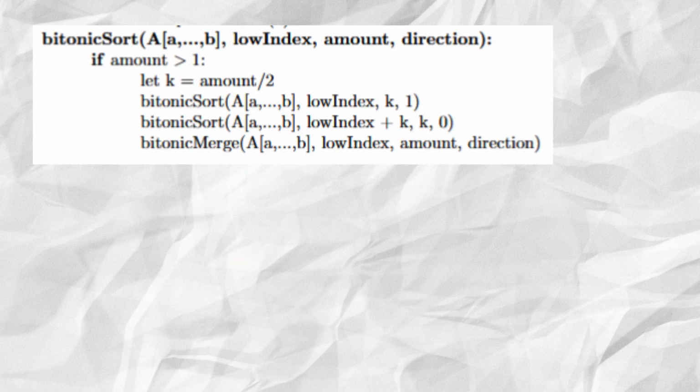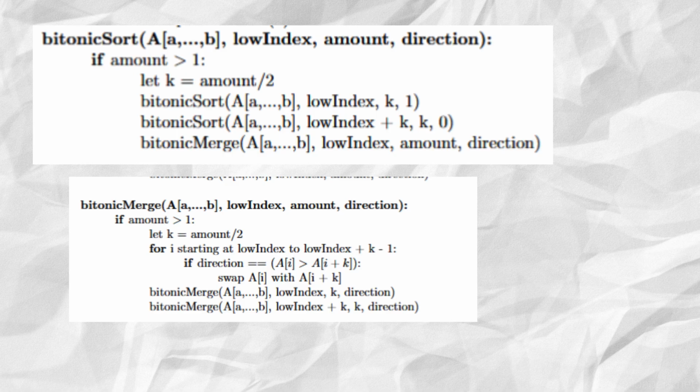The algorithm works like two kids in a trench coat. There's the main Bitonic Sort function, and its friend Bitonic Merge. Each has a specific job, and together they create something more powerful than either could alone.